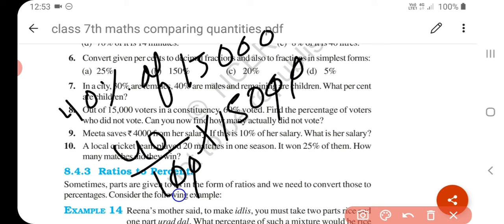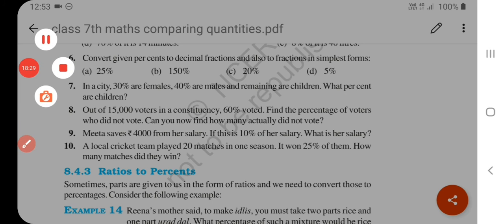So your answer is 15 4s are 60. So your answer is 6,000. Thus 6,000 voters did not vote. Understand? Now question number 9.